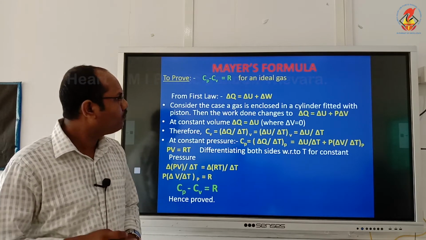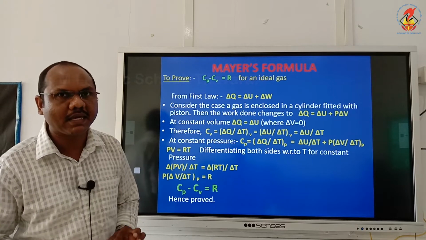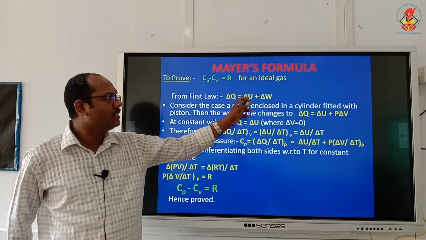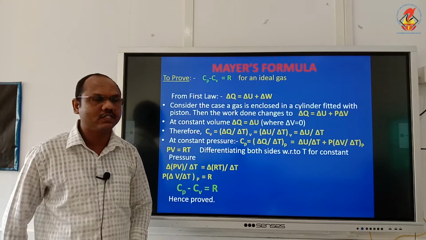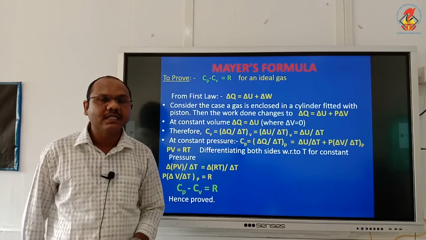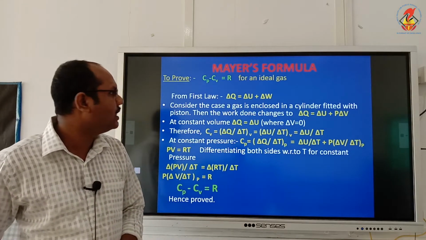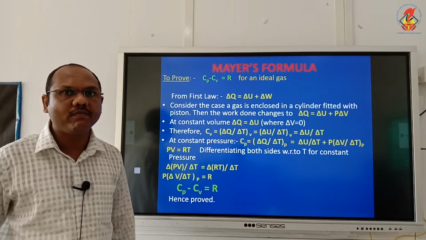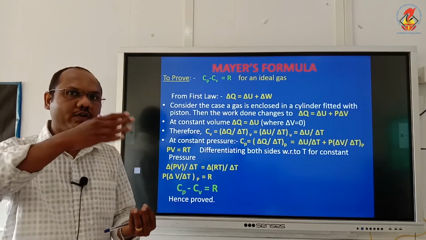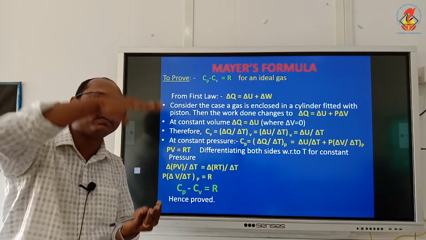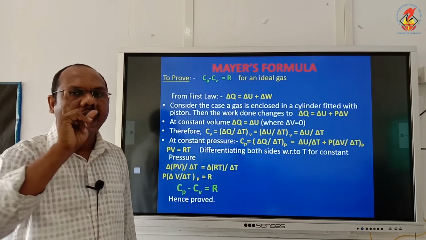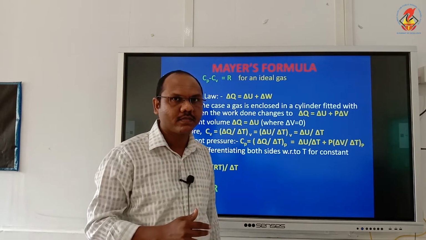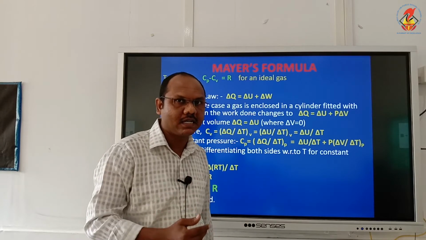First we can take the thermodynamic equations. First law: delta Q is equal to delta U plus delta W. Now consider the gas enclosed in a cylinder fitted with a piston. When heat is supplied, as I told you in the previous video, the piston can move up and the volume of the gas will increase. If the volume is increasing, we can say work is done.